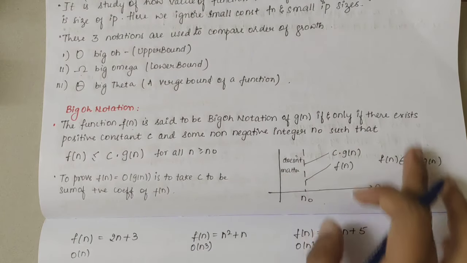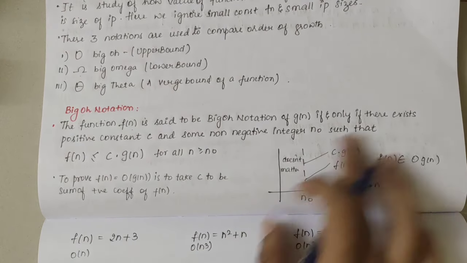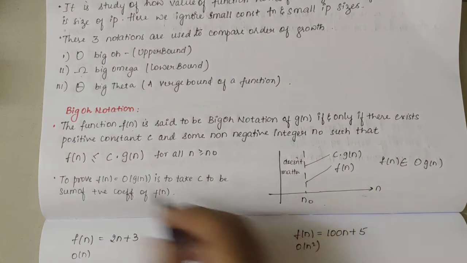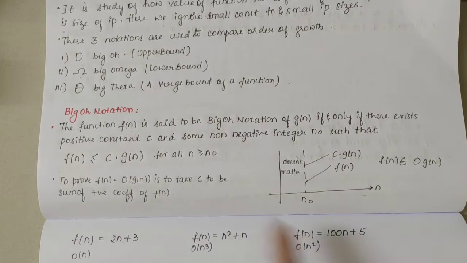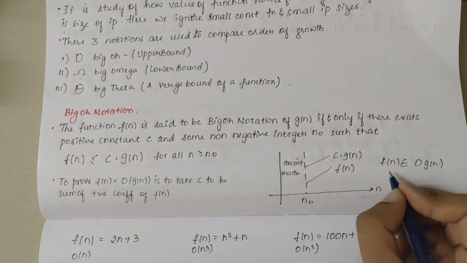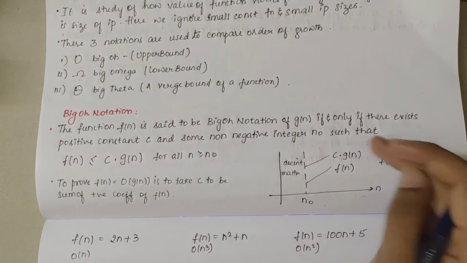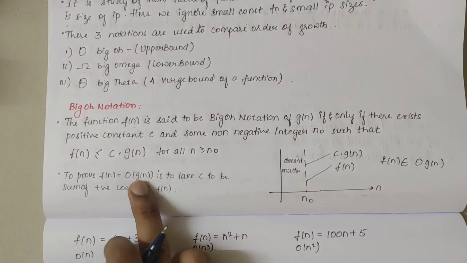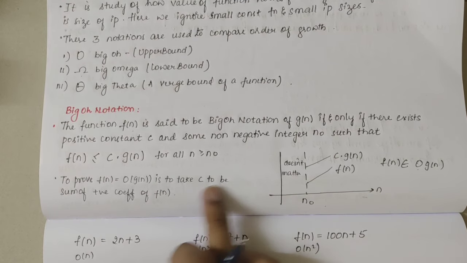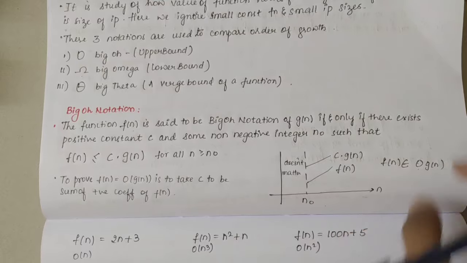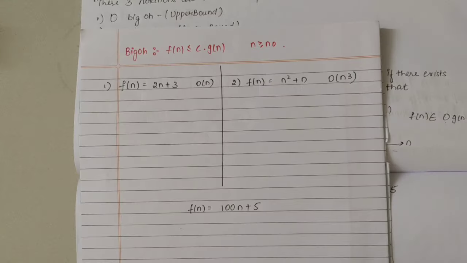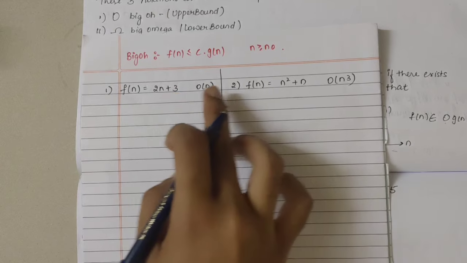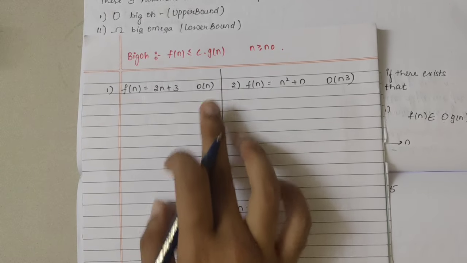Defining this particular equation in a graph, f of n is here, so f of n should always be less than c into g of n. That's what big O notation says. f of n belongs to big O of g of n if this condition is satisfied. So to prove this, f of n is equal to order of g of n, take c to be the sum of positive coefficients of the function of n. So we'll consider the problems now. f of n is equal to 2n plus 3. We need to prove that it follows big O notation of n.